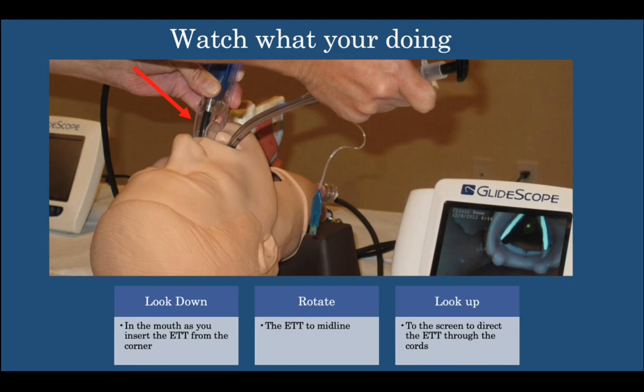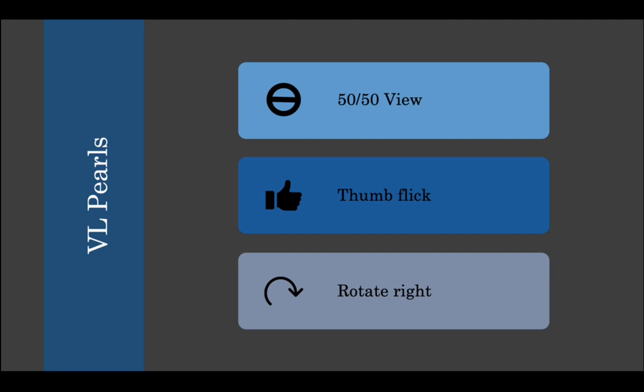So again, look down to insert. Once it's inserted clearly, look up at the vocal cords, and then once you look up, bring the tube midline and pull back like a slot machine to advance it.